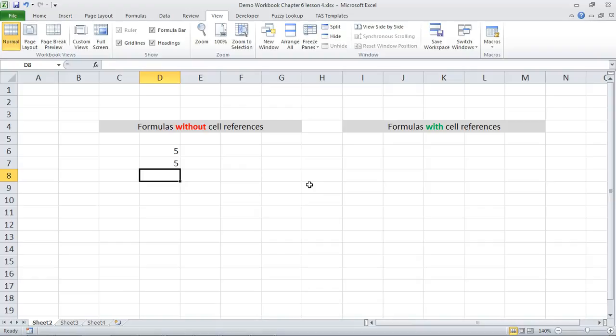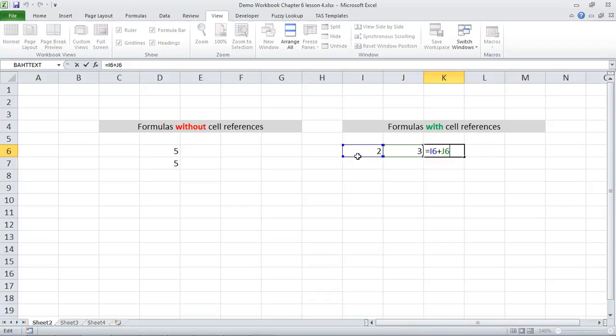Now let's do this using cell references. I enter the value 2 in cell I6 and the value 3 in cell J6. In cell K6, let's write a formula equal to I6 plus J6, and you can see that the output is 5. Here, I have made the value of cell K6 dependent on cells I6 and J6. In other words, the value of cell K6 is dependent on the two cells to its immediate left.